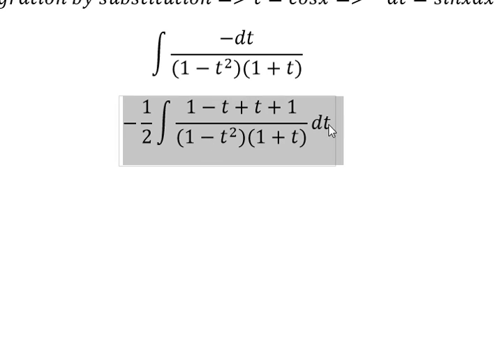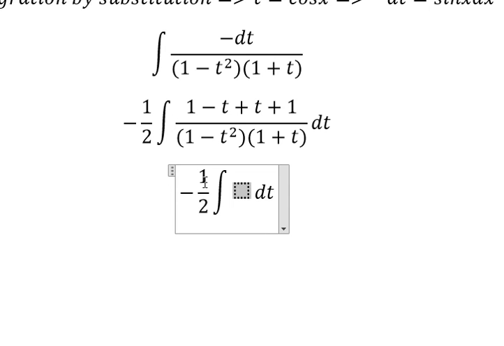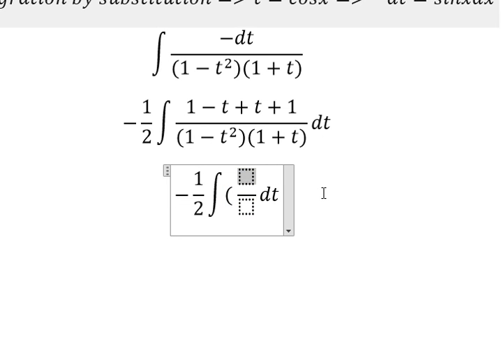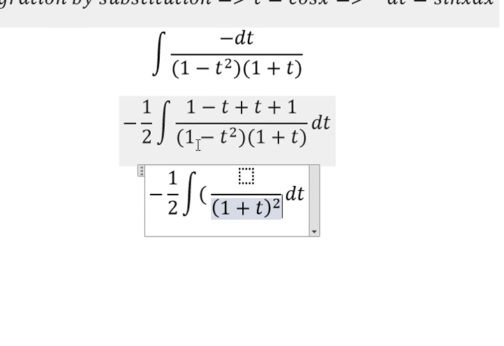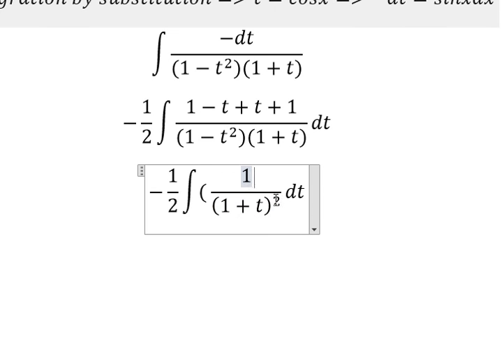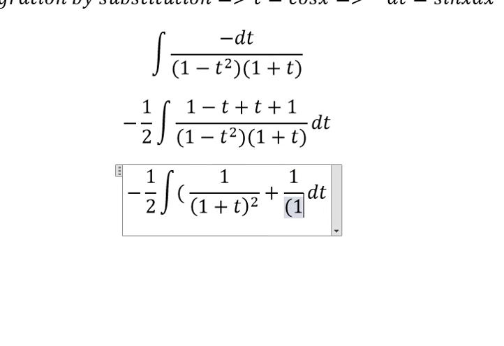Now let's simplify. t plus 1 divided to 1 plus t, and 1 minus t divided 1 minus t squared. So you will got about two fractions in here. Because 1 minus t squared is about 1 minus t multiplied 1 plus t. That's why we cancel 1 minus t in here. And this is about 1 minus t squared.